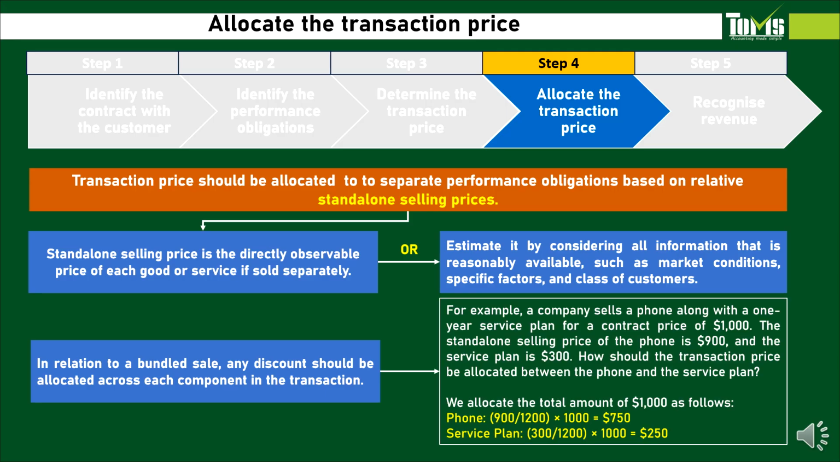Example: a company sells a phone and a service plan together for $1,000. The phone normally sells for $900, and the service plan for $300. Since the total standalone price is $1,200, we allocate the price proportionally. Phone, $900, divided by $1,200, times 1,000 equals $750. Service plan, $300, divided by $1,200, times 1,000 equals $250.